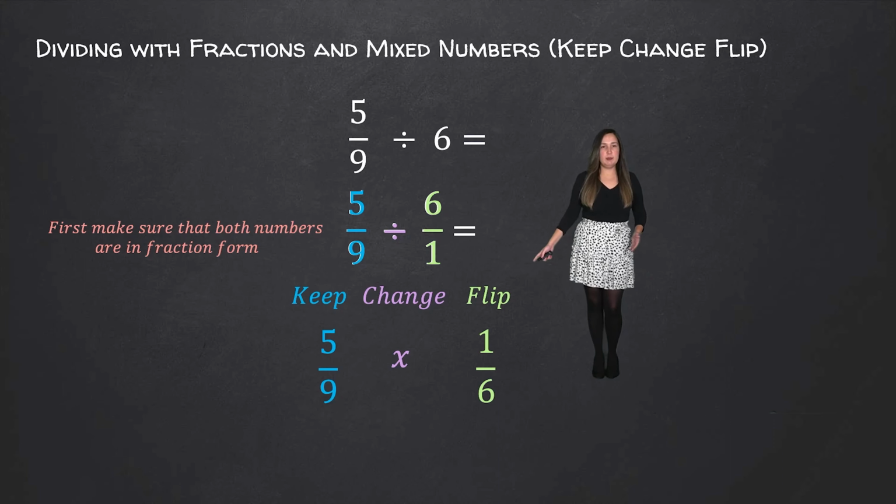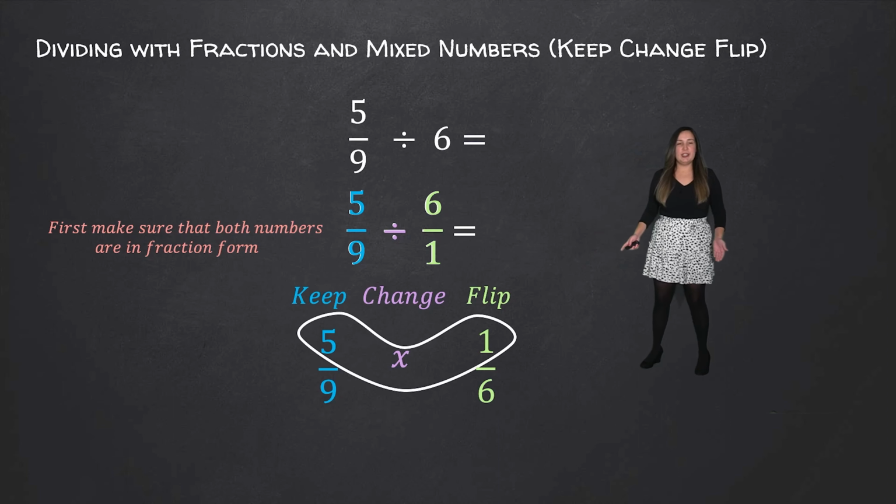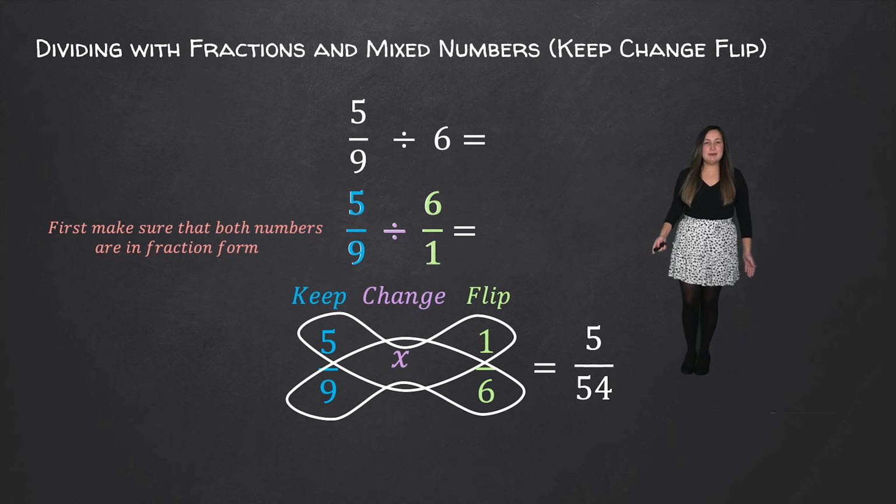After we do keep, change, flip, we could go ahead and multiply these two fractions normally. So we multiply our numerators. 5 times 1 is equal to 5, and 9 times 6 is equal to 54. So 5 over 9 divided by 6 is equal to 5 over 54.